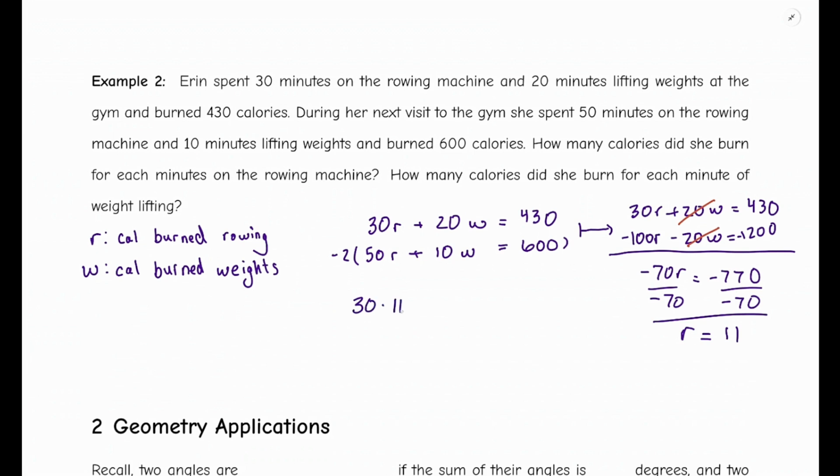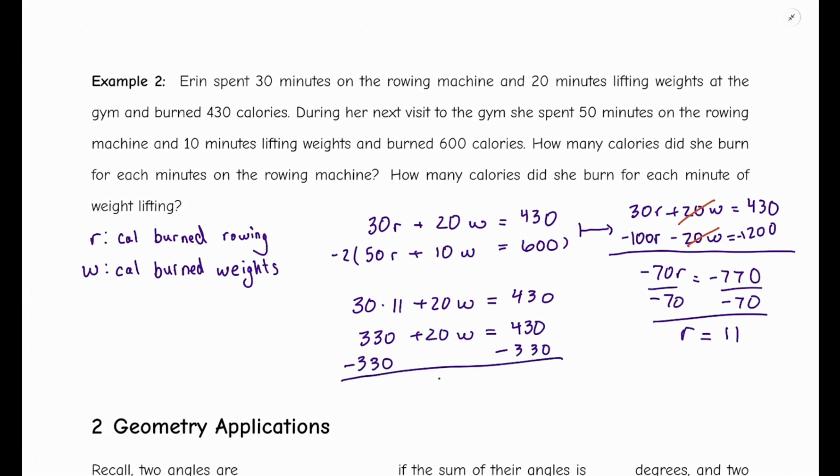30 times 11 plus 20W equals 430, which is 330 plus 20W equals 430. Subtract 330 from both sides. We get 20W equals 100. Divide by 20. We get W equal to 5.